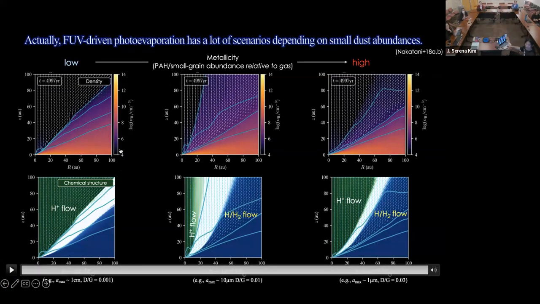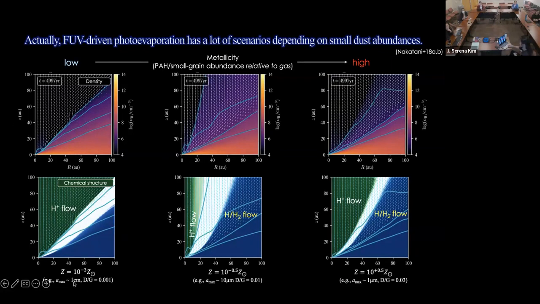So this very low metallicity could be achieved if we take into account grain growth, for example, or dust settling to the midplane. And if the dust to gas mass ratio somehow decreased in the disk by, for example, radial drift or something. So yeah, there are a lot of scenarios when it comes to FUV-driven photoevaporation depending on the small dust abundances. So it's important to consider dust properties of the disks for FUV-driven photoevaporation.